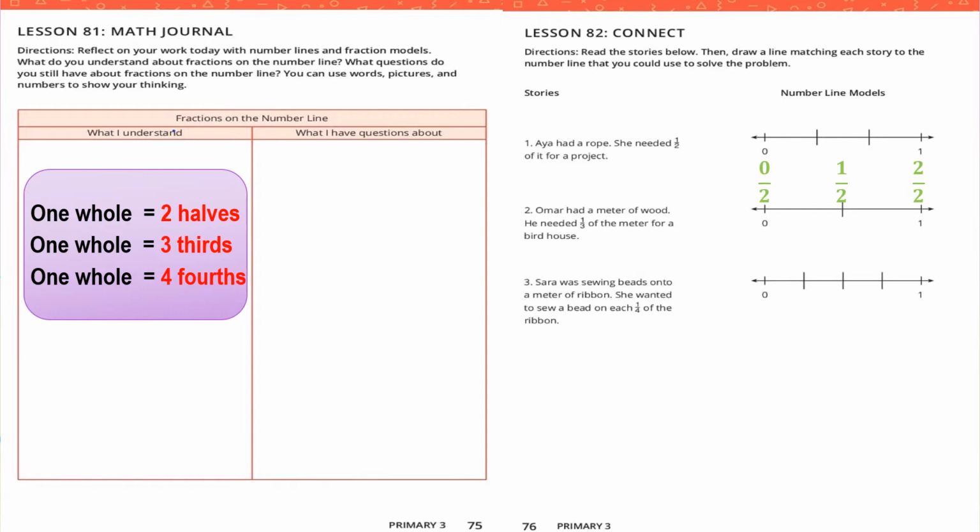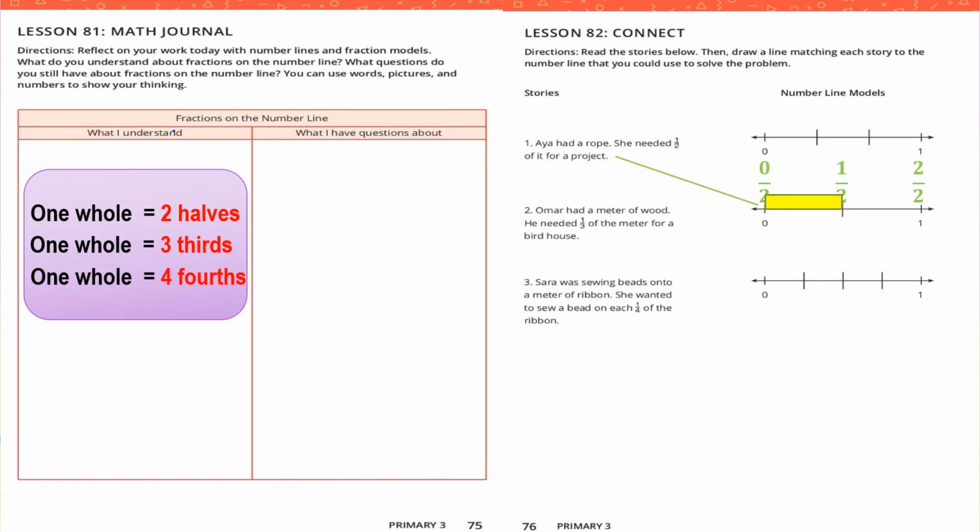To locate 1 over 2 on the number line, you should match or join the distance between 0 over 2 and 1 over 2, like this. So here I can match this story with its number line.